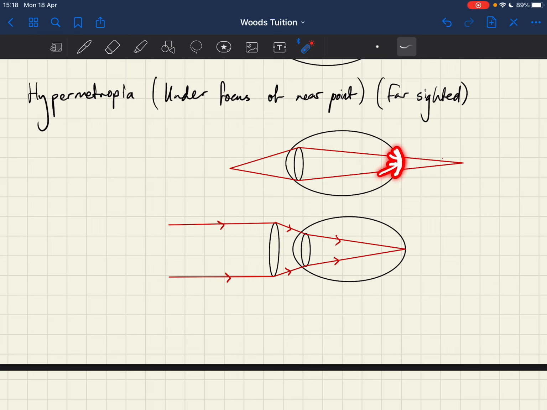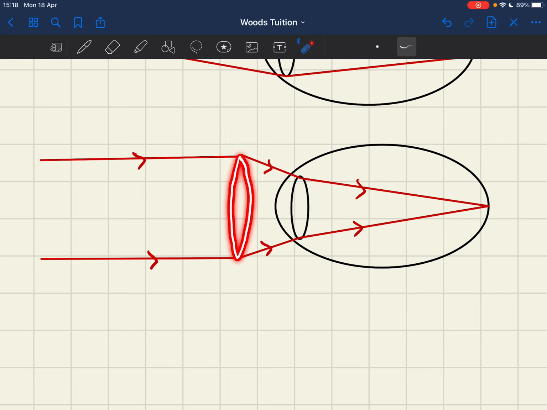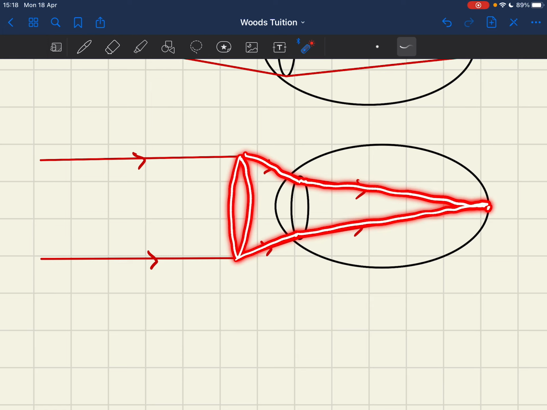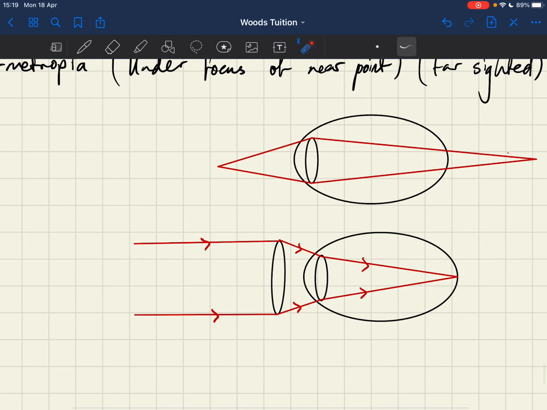The fix for this is to get glasses that have converging lenses that will do a bit of the convergence for you, if you like, so that the lens in your eye is able to converge it into a point. So this happens whenever either your lens is too thin or the muscles aren't as strong. It often happens in people as they get older because their muscles relax and weaken.